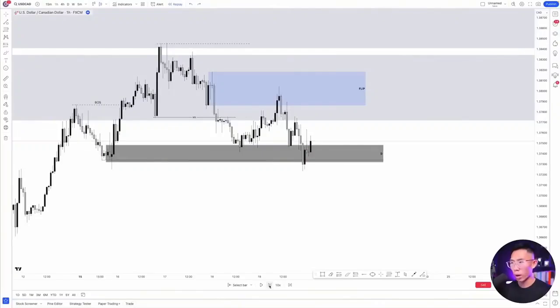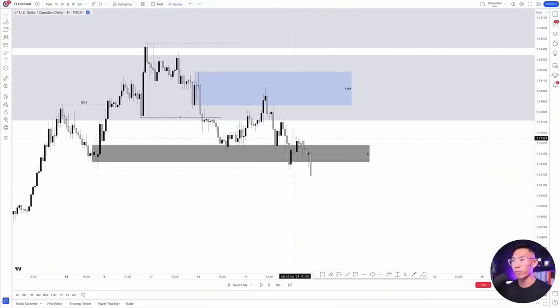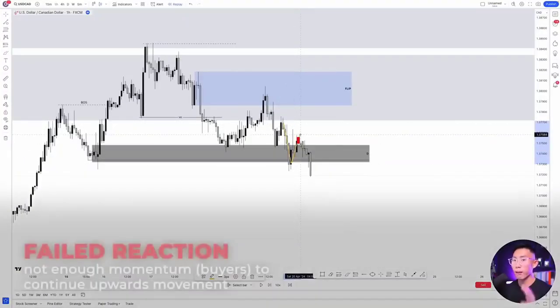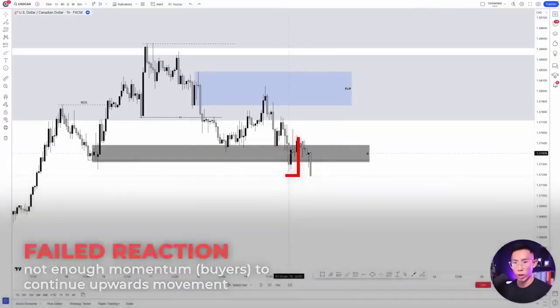So let's look at what price does, and you can see price comes down, boom, there you have it, your failed reaction. Once again, price actually reacted to the demand zone, a very valid reaction, but like I said, it was not enough to continue going up. It did not have enough momentum. It did not have enough buyers to continue pushing the price up. So this is what I call the failed reaction.